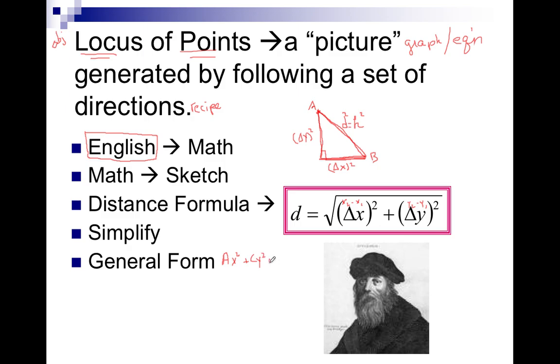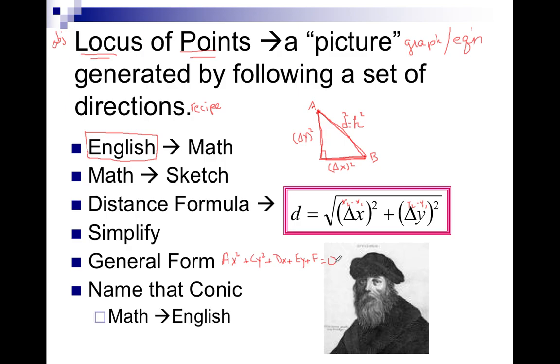The general form of a conic has no parentheses and is equal to 0. So you want to get yourself to general form. Then you're going to look at the coefficients of the squared terms. You're going to name that conic in math, right? Recognize the math from the general form, and then because you started the problem in English, guess what you're going to do? End the problem in English.